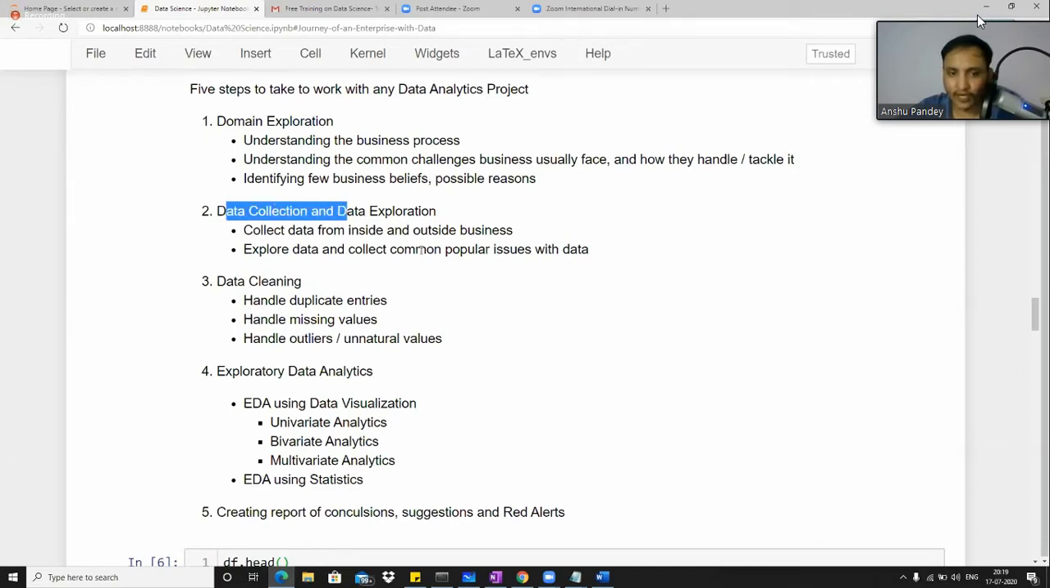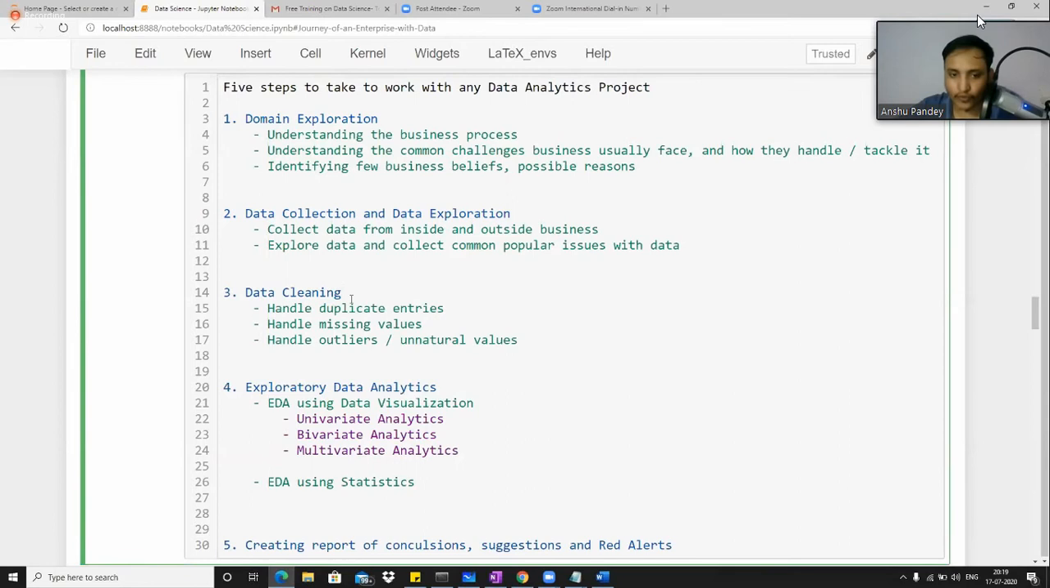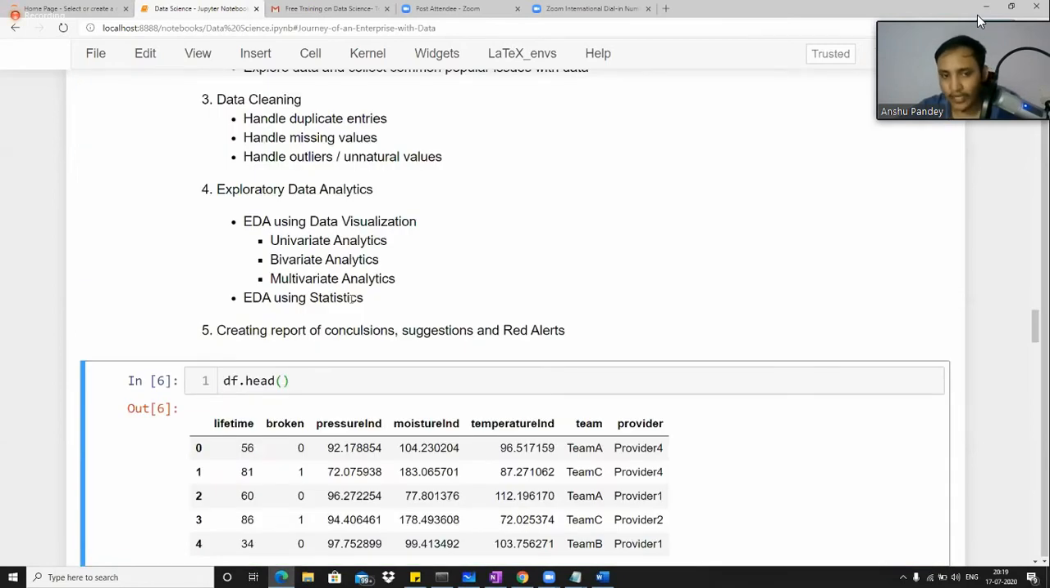Then the second step is data collection, inside the business and sometimes outside the business as well, where you explore data and identify some common challenges with data. The third step is data cleaning, where you clean the data to handle duplicate entries, missing values, or outliers as well.